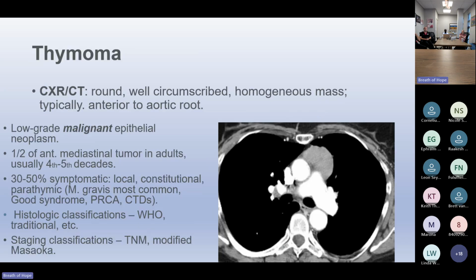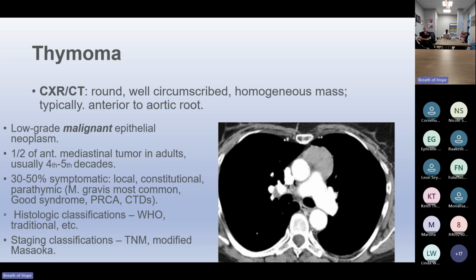Thymoma, let's just have a look. My previous discussion covered thymoma, but let's have a look. You pick them up on X-ray or CT; they tend to be round, well circumscribed, homogeneous masses, typically anterior to the aortic root. If you look at my mouse, it's there. That's your thymic mass. They make up half of anterior mediastinal tumors in adults, usually in the 4th to 5th decade.